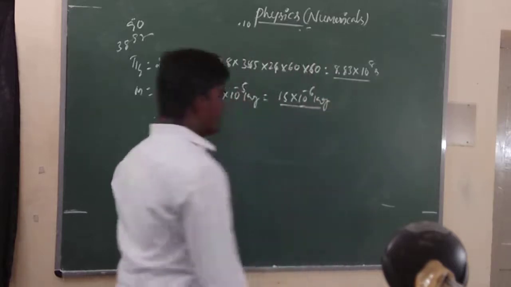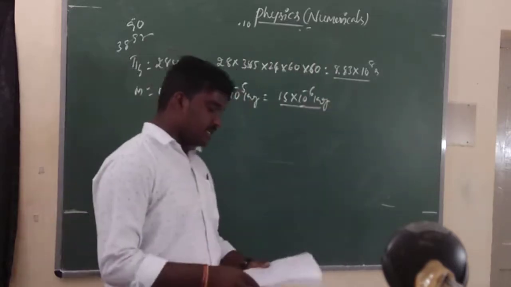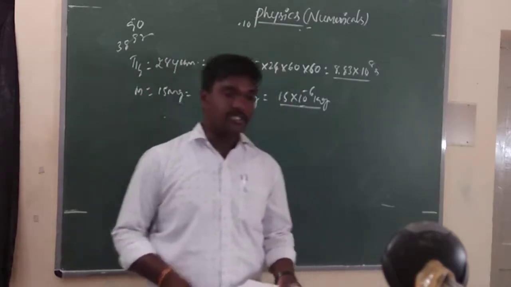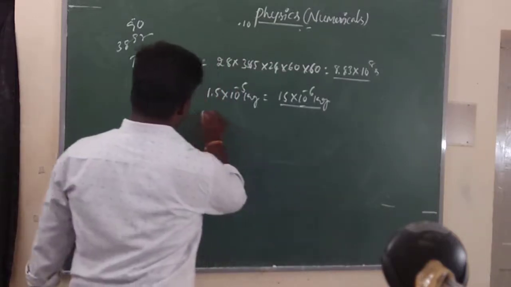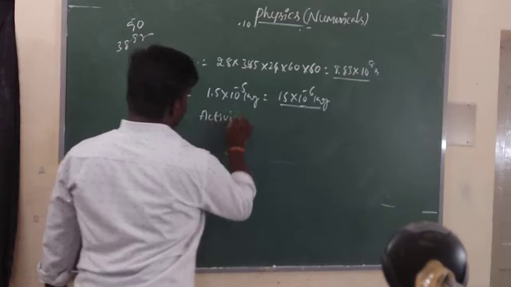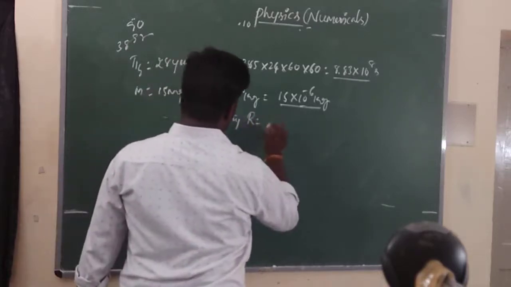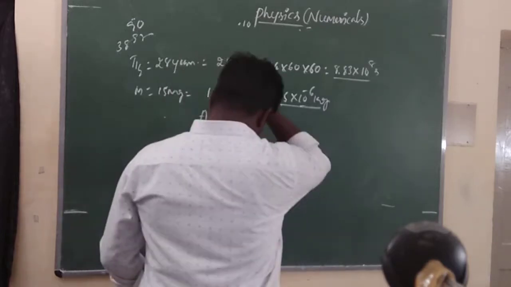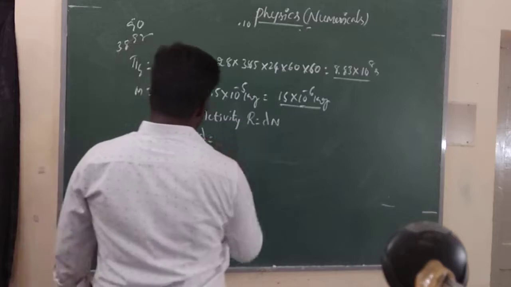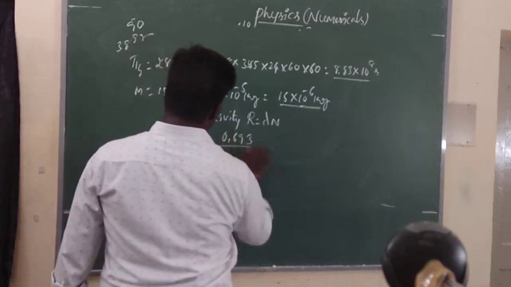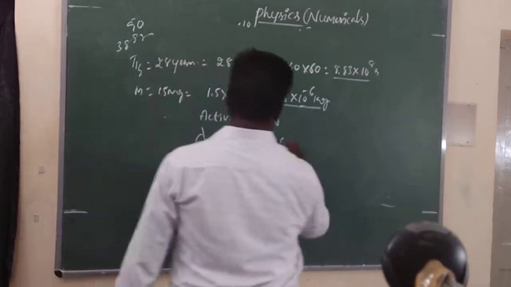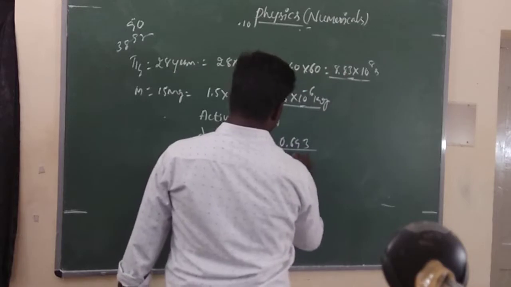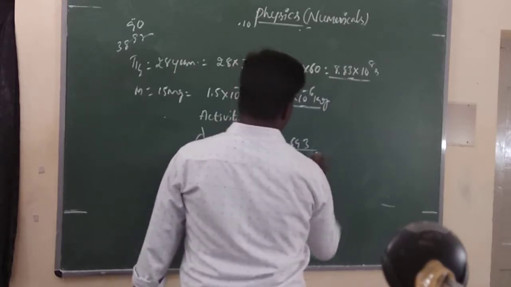This is the mass. Next, disintegration rate. Already I told you disintegration is nothing but activity, R. You know the formula for activity? Activity R is equal to lambda N, where lambda is equal to 0.693 divided by T half, that is 0.693 divided by 8.83 into 10 to the power of 8 seconds.